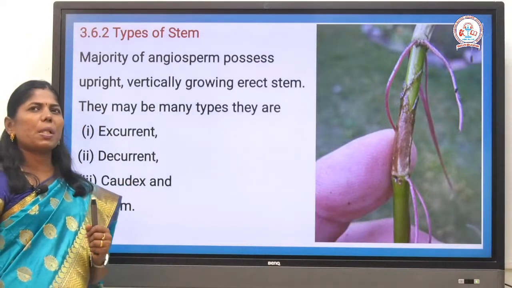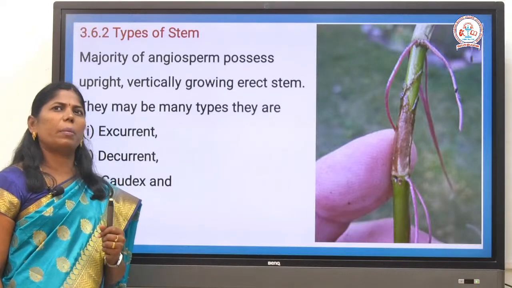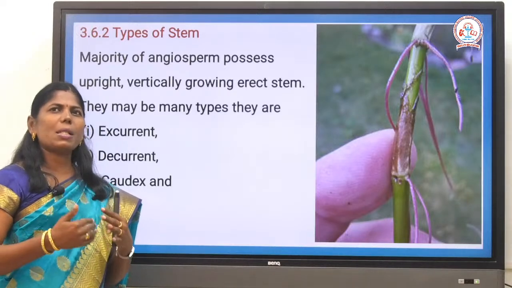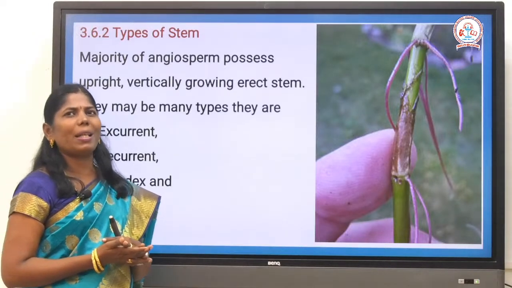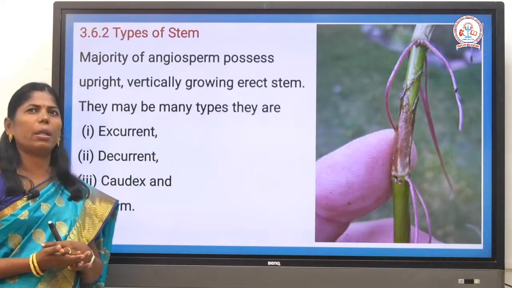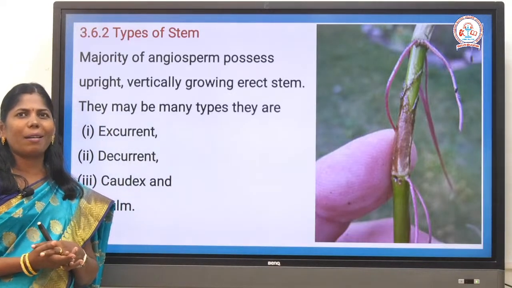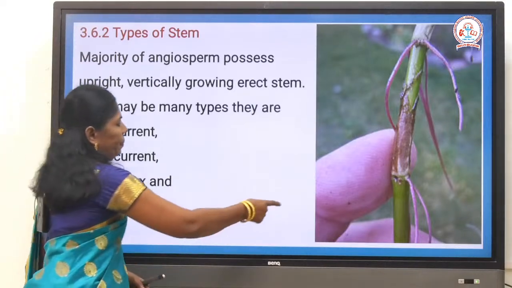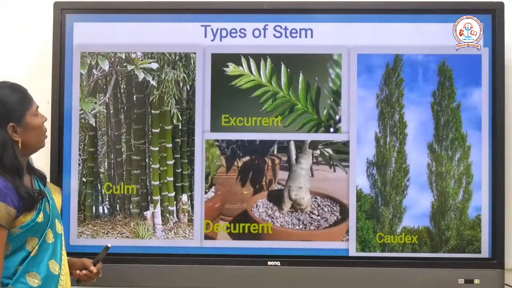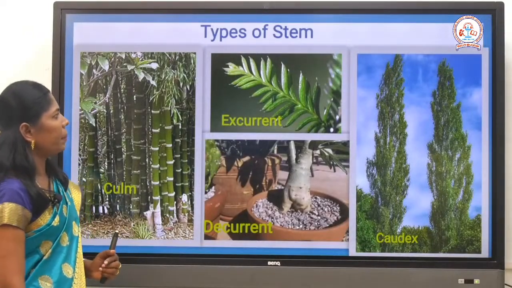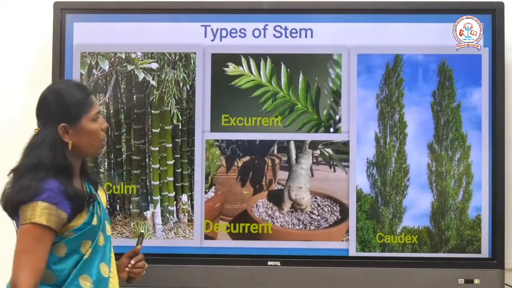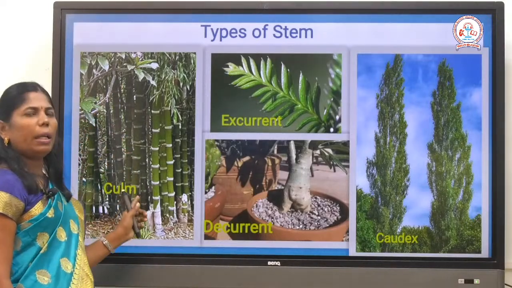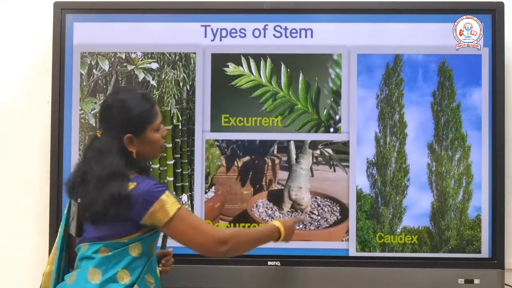Next we have to see the types of stem. Types of stems are based on vertical growing or erect stems, which are classified into upright, vertically growing, erect. There may be many types: excurrent, decurrent, caudex, and culm. These are the types of stem. In culm, we cannot see any branches.